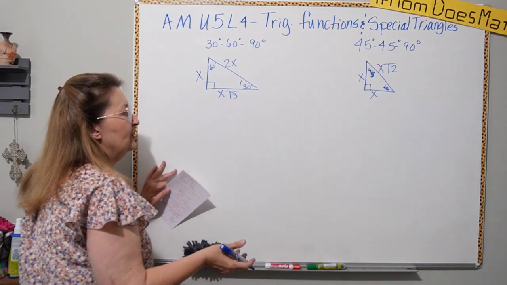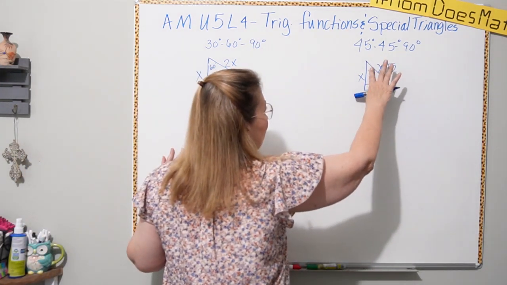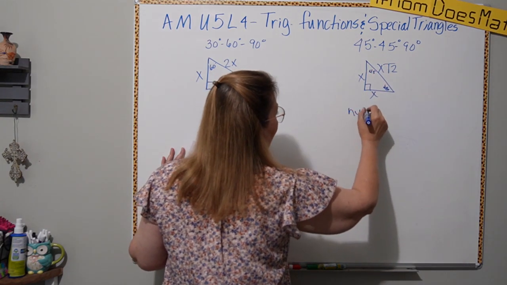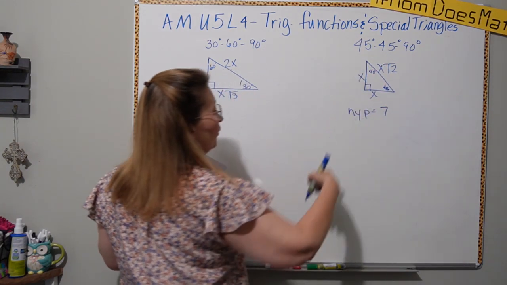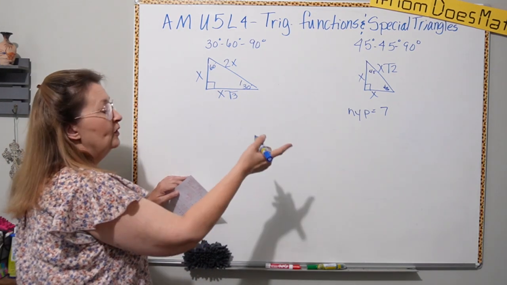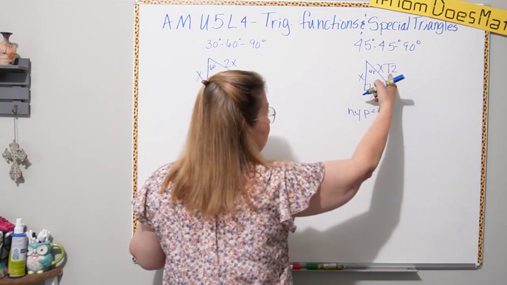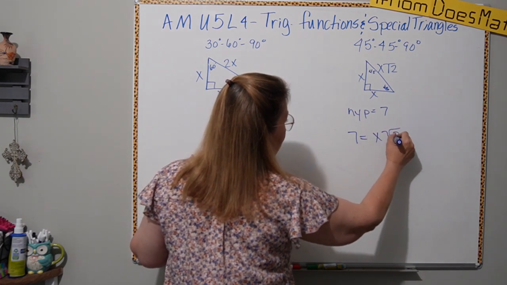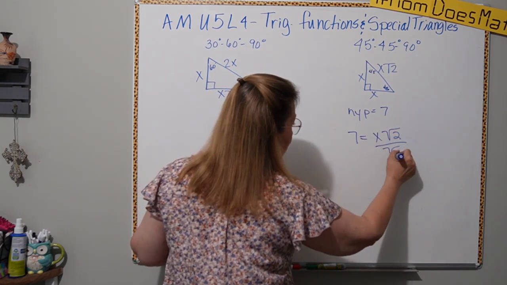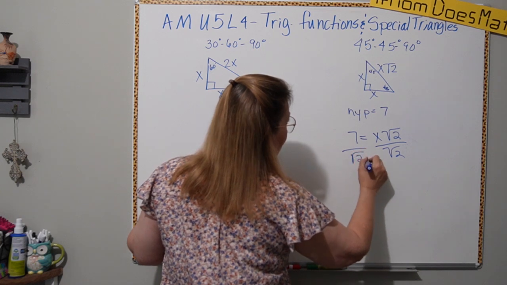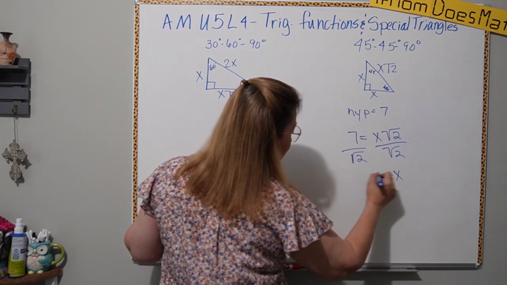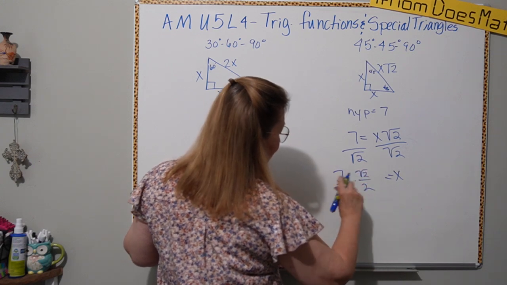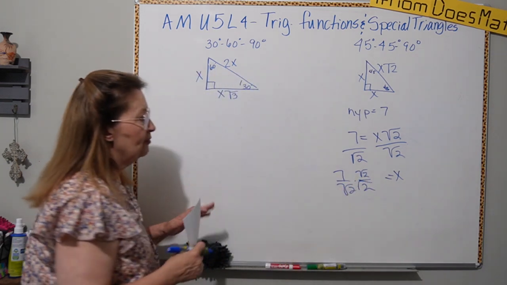So another way you could use this, let's say in a 45, 45, 90 degree triangle, somebody said, well, my hypotenuse is 7. What's the length of my leg? Well, what you can do there is use this descriptor and make an equation over it. X square root of 2 is equal to 7. And then you would divide both sides by square root of 2. So your leg is equal to 7 over square root of 2, which you would have to rationalize, yes. And I'm not going to go through all the math because I'm just trying to make a point.